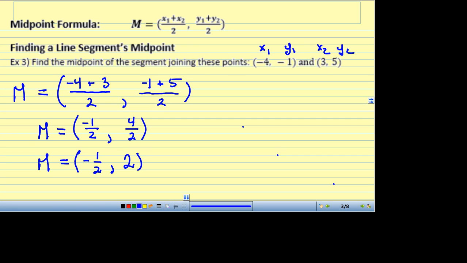When you enter it into Google Docs, because Google Docs doesn't have a little fraction function or anything like that, what you're going to do is just type in m equals parentheses -1/2, comma, 2 in parentheses. Don't put any spaces, by the way. And that's what my students are going to do when they enter it into Google Docs.